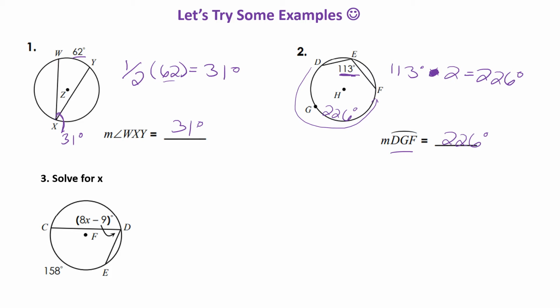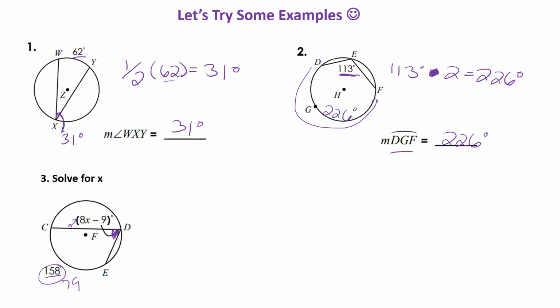All right, so our last one we want to try here, it says solve for x. So I have angle CDE right here, and that is 8x minus 9, and the intercepted arc is 158 degrees. So that intercepted arc is double the amount of angle CEF. So if I multiply 8x minus 9 times 2, I could set that equal to 158, or I could take half of 158. I'm going to take half of 158, but either way. So 158 divided by 2 gives me 79.